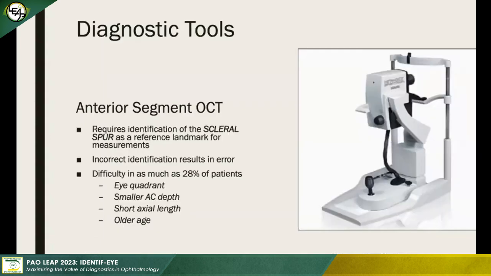This is all good, but you have to identify the scleral spur as a reference landmark for measurements as well. So even with that, there's still an operator-dependent factor for us to be able to get the best values from this modality. Incorrect identification of the scleral spur may result in error.